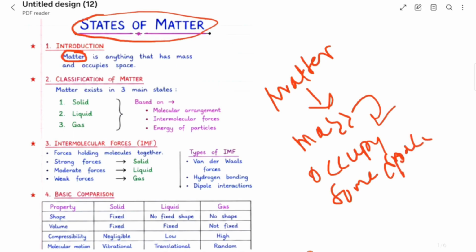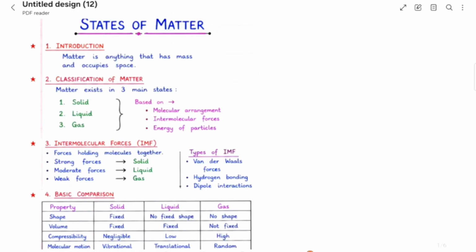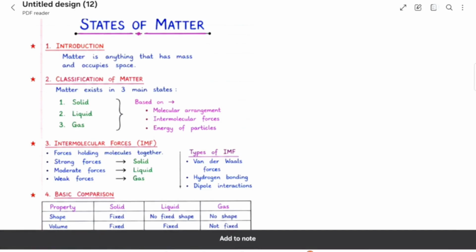Any substance which has mass and occupies some space is called matter. Then what is the classification of this matter?